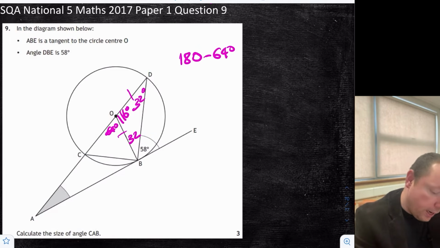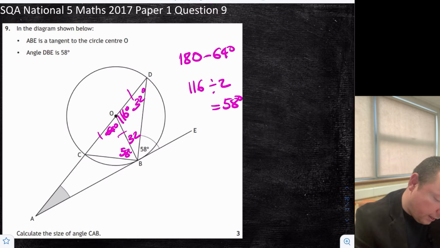And then I want a new triangle. Isosceles again. So that means I can do 180 minus 64 to get 116 and divide by 2 to get 58. So that means I know that this is 58 and that this is 58 as well.